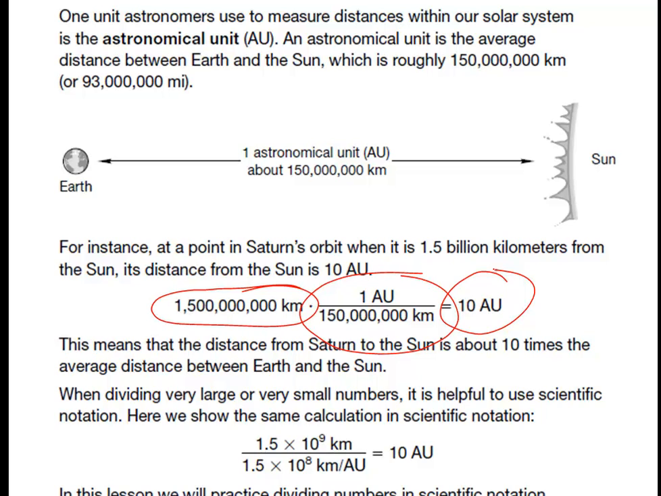When we divide very large numbers, or very small numbers with a negative exponent, it's helpful to use scientific notation. Here we have the same thing as the unit multiplier, but we're dividing instead, using scientific notation. Here's our 1.5 billion, that's 1.5 times 10 to the 9th in kilometers. Then our unit multiplier comes down here, and we know that 1 AU is the same thing as 1.5 times 10 to the 8th, which is 150 million kilometers. When we do that division, we end up with 1.5 times 10 to the 1, which when we convert it, is 10 AUs.